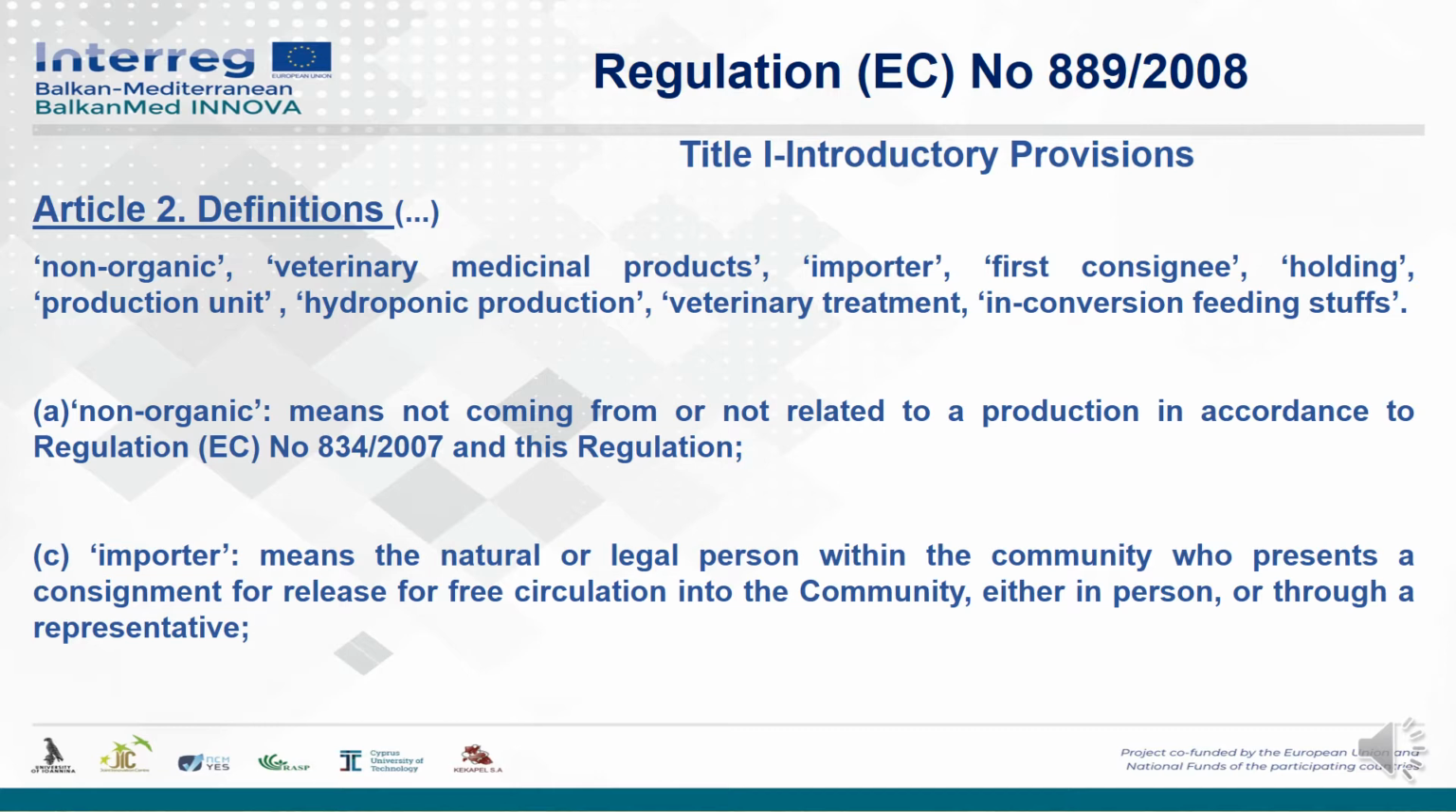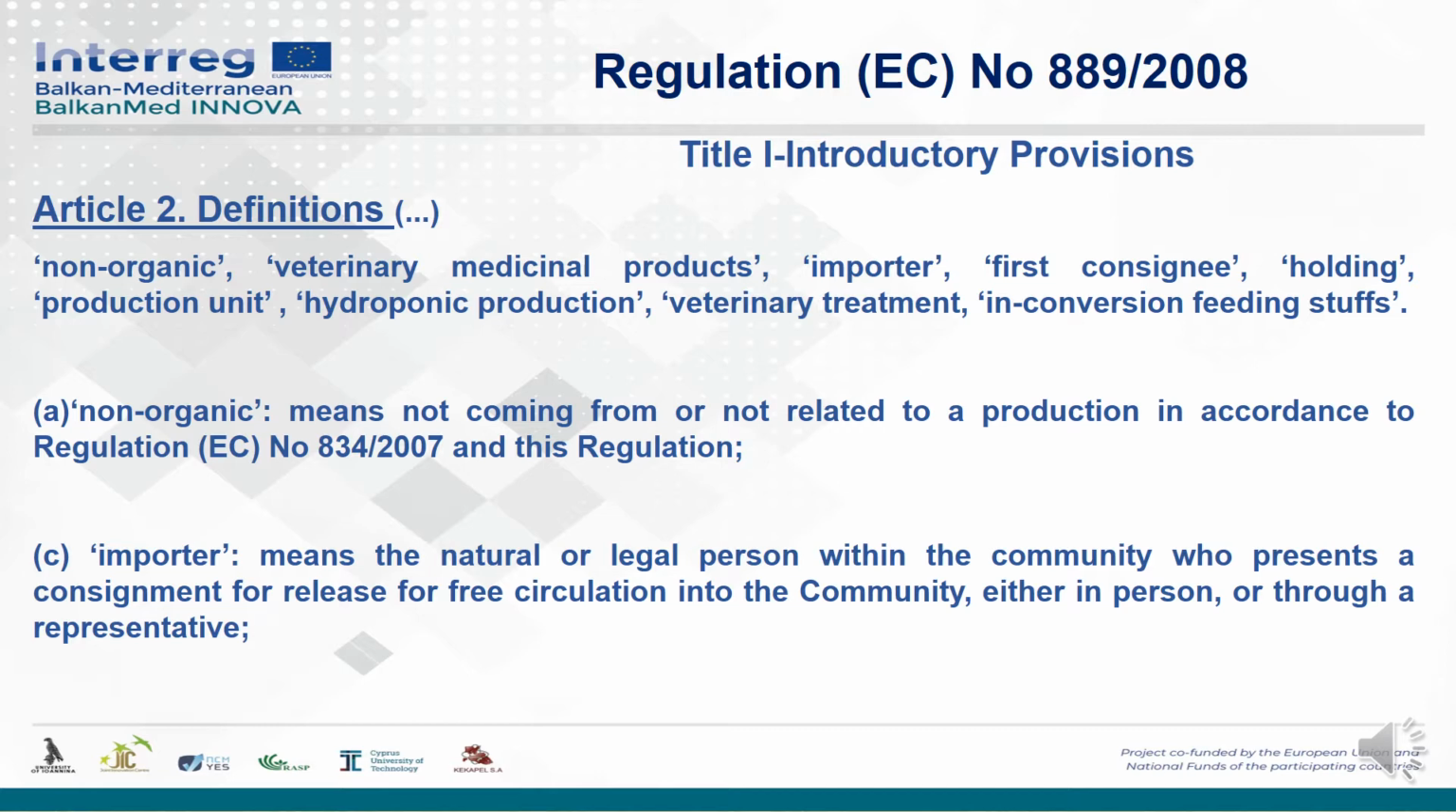Here in Article 2 are the definitions. In this article are defined the terms non-organic, veterinary medicinal products, importer, first consignee, holding, production unit, hydroponic production, veterinary treatment, in conversion, feeding stocks. These are important terms that are used in Regulation 889 of 2008. Do not forget that there is another list of definitions that are part of the organic production methods, the organic regulation. These definitions are presented in Regulation 834 of 2007.